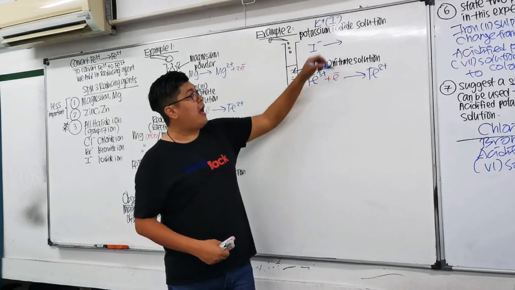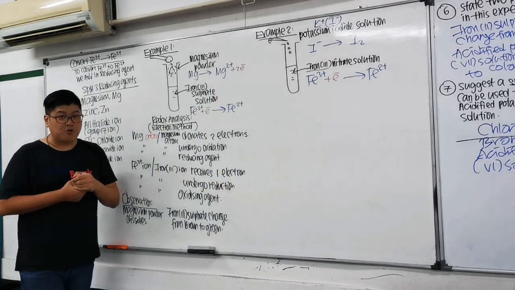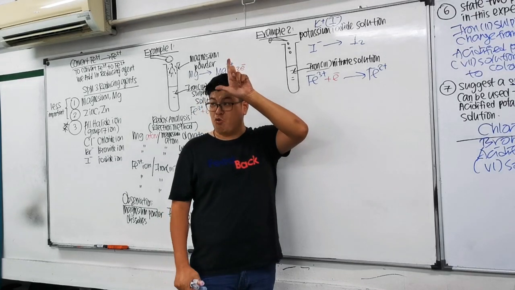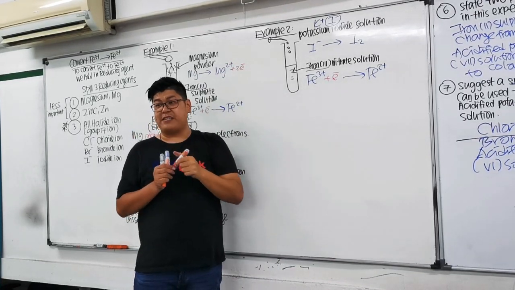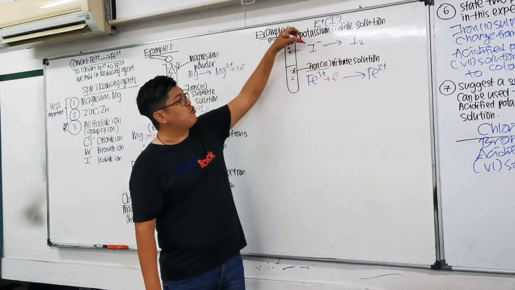Also got I1, I2, right? No, not. I minus can only be I2. That's it now, because there's only 2 versions for I. One is I minus, one is I2. Clear? Now, as usual, balance the quantity first. 1 I on the left, 2 I on the right. You're supposed to put a 2 here.